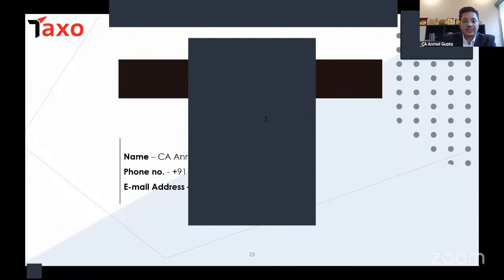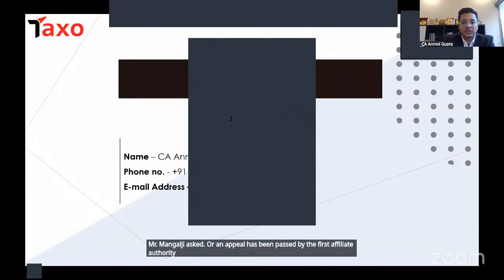Mr. Mangal ji asked, an order in appeal has been passed by the first appellate authority. No appeal has been filed before the GST tribunal as the same has not been constituted. How to get the benefit of 128A? The order passed by the first appellate authority does not appear at the place mentioned in the circular. How to get the benefit?